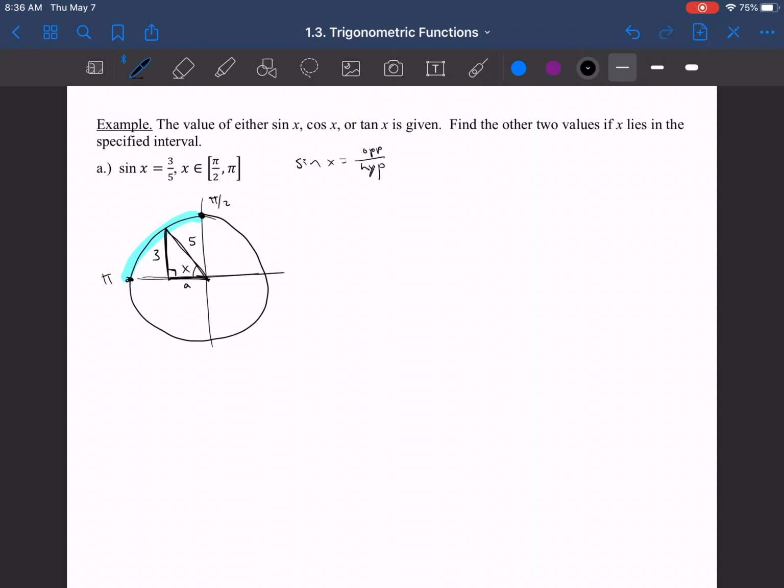Well, first off, we can do this pretty easily. We have 2 of the 3 sides of a right triangle, so I'm immediately going to go Pythagorean theorem. A squared plus 3 squared has to equal 5 squared. So you square these out: a squared plus 9 equals 25. Subtract 9 from both sides, and you get a squared equals 25 minus 9, which is a squared equals 16. Then we need to take the square root of it, and so a is plus or minus the square root of 16, which is 4.